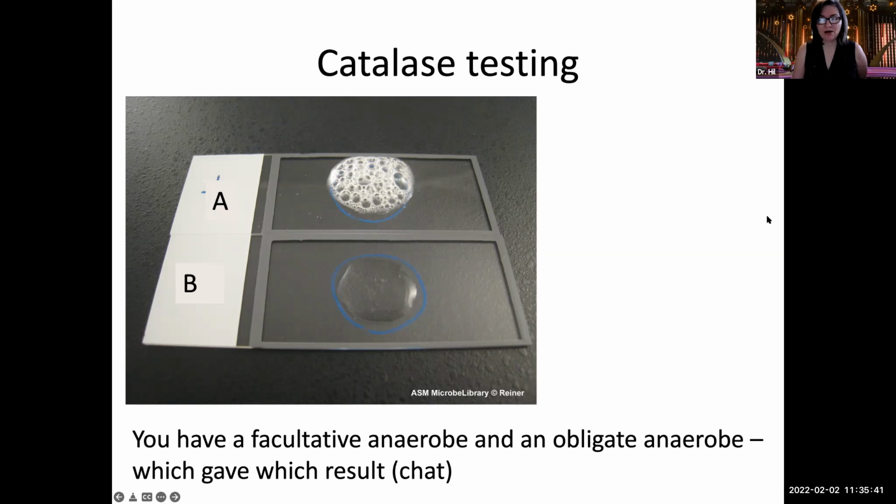Okay, so now I've told you that catalase is not a sufficient test to distinguish oxygen preference, but if you already knew something about the organisms, you could actually make conclusions. So let's suppose you have a facultative anaerobe and an obligate anaerobe, and you do the catalase test, and one of them is in one of these samples and one is in the other. Which one is the one that bubbled?